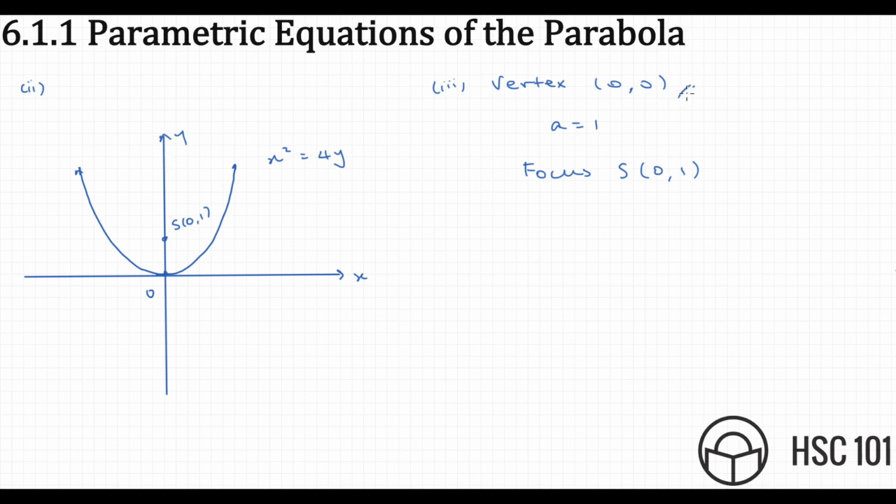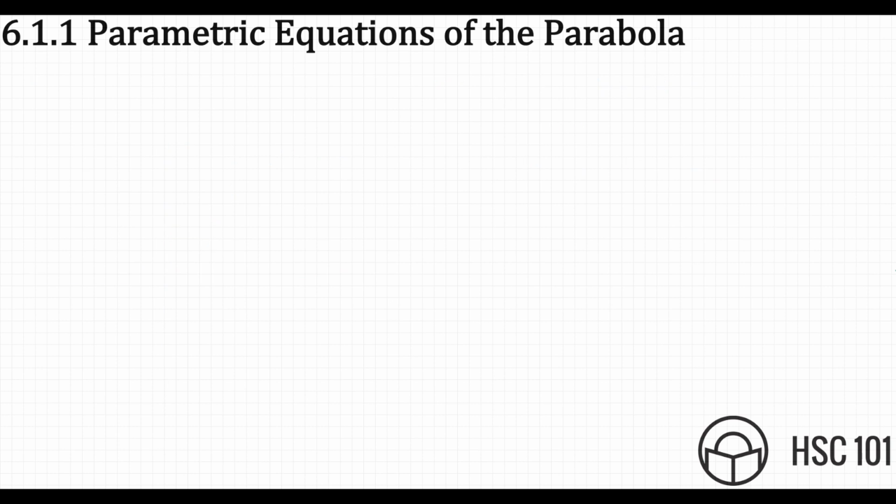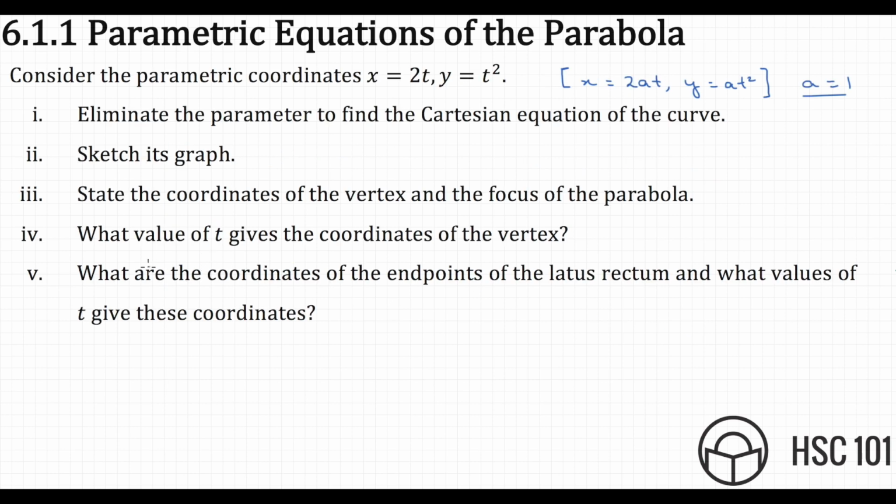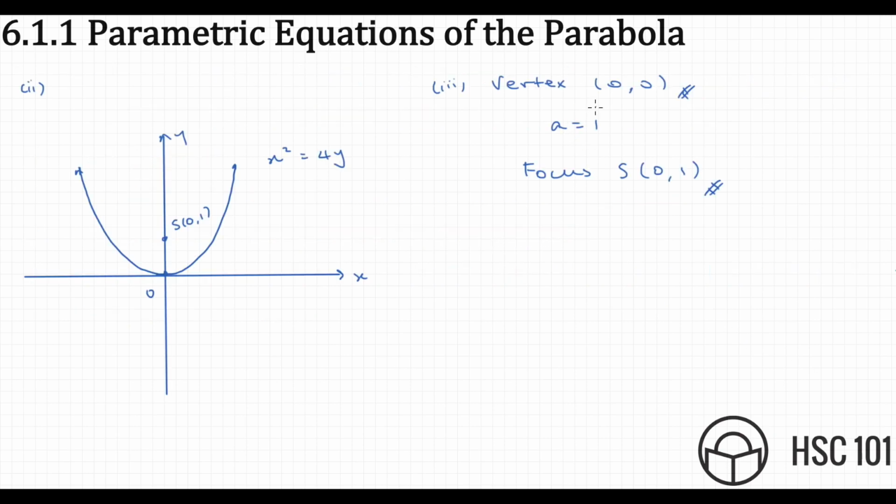Okay, so that's all we have for part 3. Now moving on to part 4: what value of t gives the coordinates of the vertex? We know that the vertex is given by (0, 0). Take note that the parametric equations representing this parabola are x equals 2t and y equals t squared.